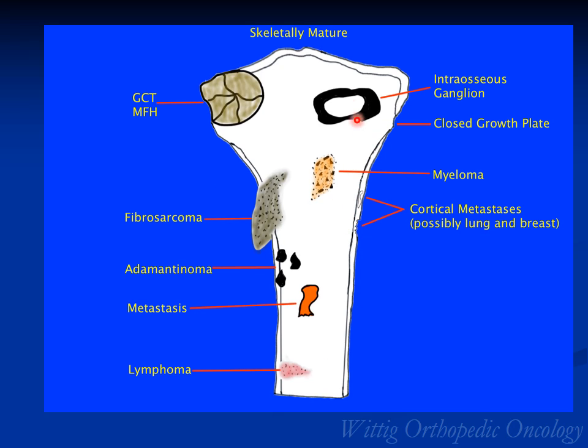This is a schematic for a skeletally mature patient. You can have giant cell tumors and malignant fibrous histiocytoma or high-grade bone sarcomas arise eccentrically from the metaphysis. Intraosseous ganglion in the epiphysis. Clear cell chondrosarcoma can involve the epiphysis. Note the growth plate is closed. Myeloma usually occurs in the medullary canal, more proximally in the metaphyseal diaphyseal area. Cortical metastases, fibrosarcoma, adamantinoma, other types of metastases, and lymphoma.